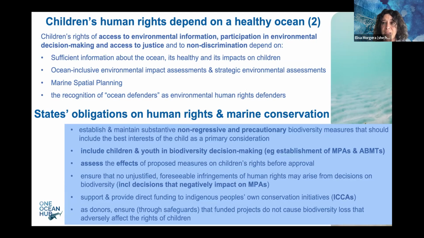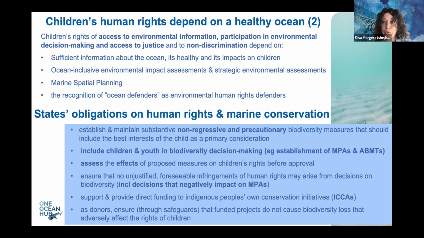And so what he has clarified is that we all have a right for our governments to develop and maintain non-regressive and precautionary measures on biodiversity. And so that speaks about the minimum content and minimum ambition that we need from a human rights perspective in ocean conservation measures, legislative, administrative, implementation ones, including children and young people in decision-making, such as the establishment of a marine protected area, but of course also decisions around its management, and any other decision that might negatively impact, for instance, on a marine protected area or other area-based management approaches.